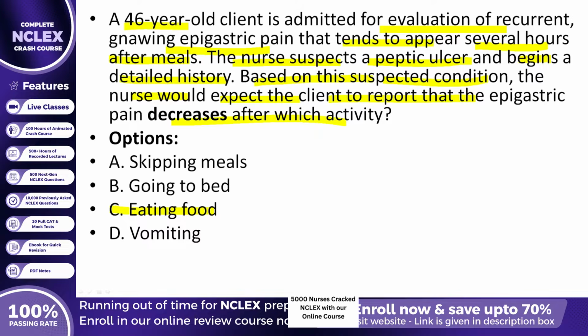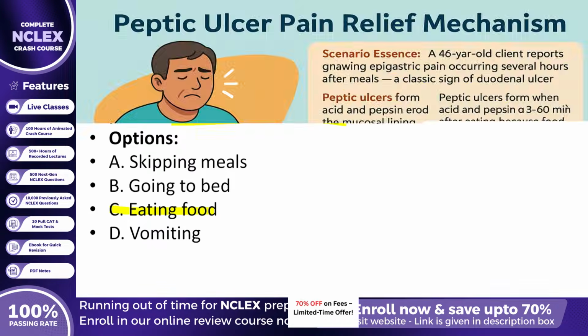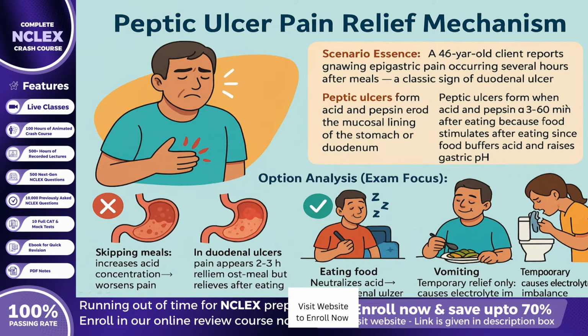Now, diving deeper into the expanded rationale, let us explore the physiological reasoning behind this finding. Peptic ulcers develop when the protective mucosal barrier of the stomach or duodenum is breached, allowing hydrochloric acid and pepsin to erode underlying tissues. This erosion leads to a burning or gnawing epigastric pain typically located between the xiphoid process and the umbilicus. In gastric ulcers, pain tends to occur within 30 to 60 minutes after meals because food stimulates acid production, worsening irritation of the stomach's already inflamed lining.